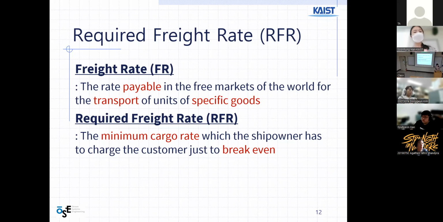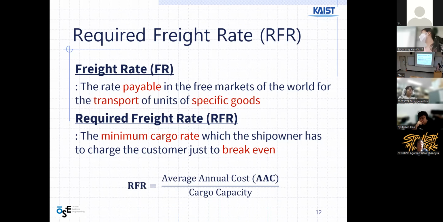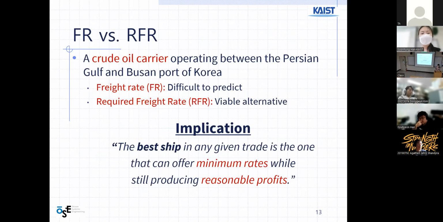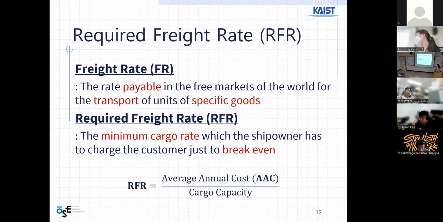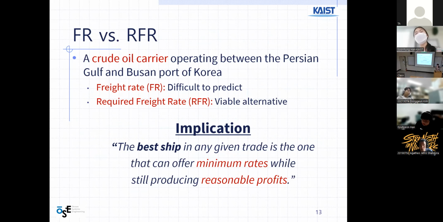So what's the main difference between the FR and the RFR? Well, the RFR can be conveniently calculated by dividing the average annual cost, also known as the AAC, by the cargo capacity. But for example, when you are operating a crude oil carrier between the Persian Gulf and Busan, a port of Korea, it's going to be kind of difficult to predict the actual FR if you're an engineer and it's given to you as a problem. But if it's an RFR, you can just use this calculation I gave you. You just divide AAC by cargo capacity, and it'll give you a very easy, convenient and viable method to calculate or predict the amount of money you have to pay.